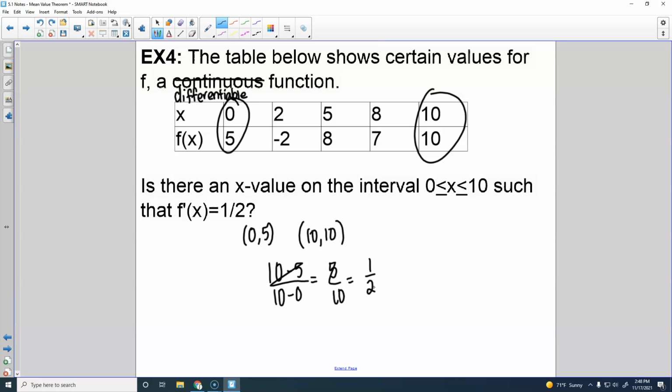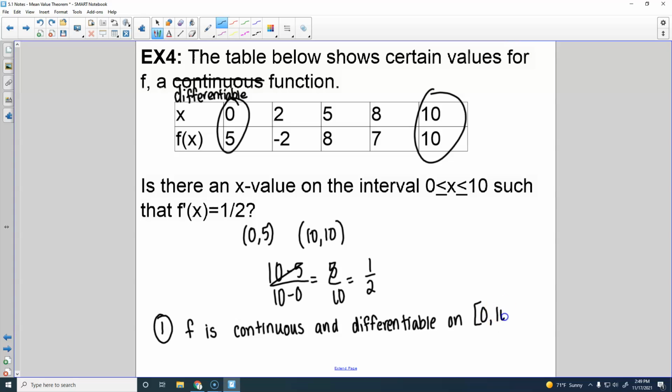So let's look at what we have to show to prove that. The first thing, I'm going to number them just so that you can kind of think of the things that you've got to show. So the first thing you have to say is that f is continuous and differentiable on 0 to 10.